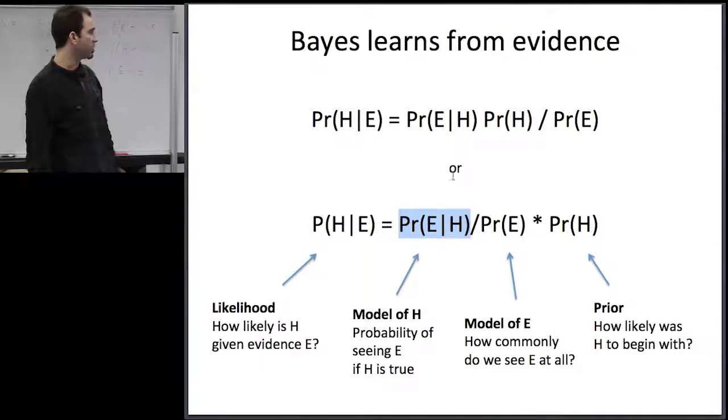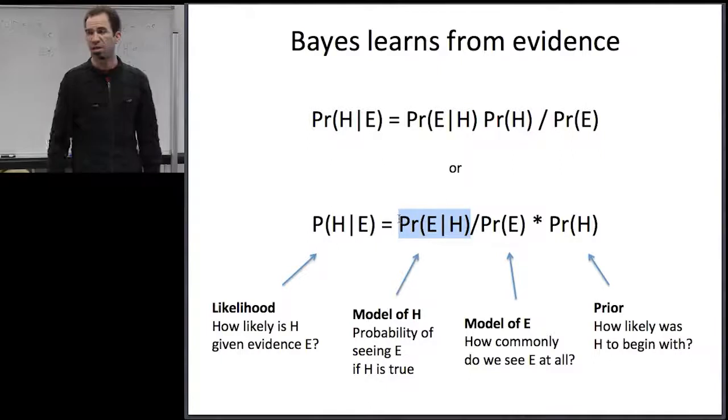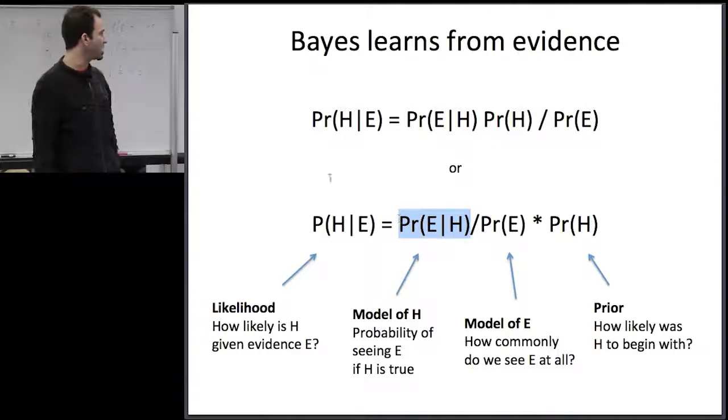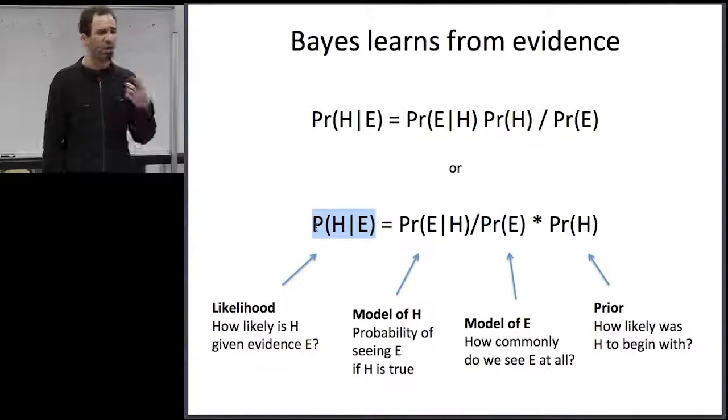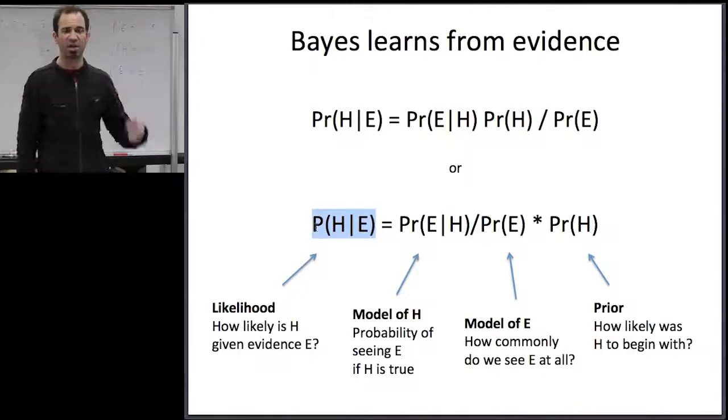But I can tell you that what happens is this: if your model says that if this hypothesis is true, then you should never see that piece of evidence, and you do see that piece of evidence, then this term is zero, which means that your hypothesis goes to zero, and no additional evidence will ever make that go very high again.